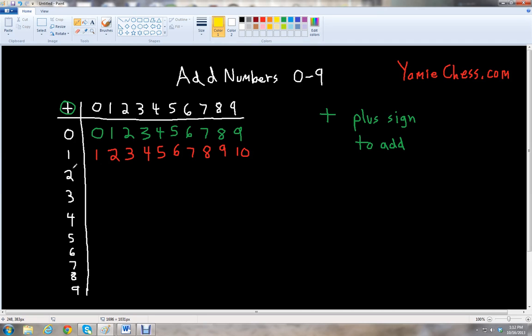Okay, so now let's look at 2. 2 plus 0 is 2. 2 plus 1 is 3. 2 plus 2 is 4. 2 plus 3 is 5. 2 plus 4 is 6. 2 plus 5 is 7. 2 plus 6 is 8. 2 plus 7 is 9. 2 plus 8 is 10. 2 plus 9 is 11.